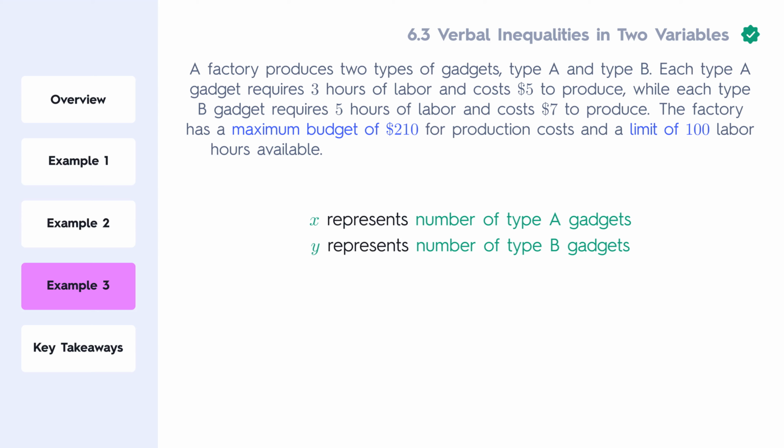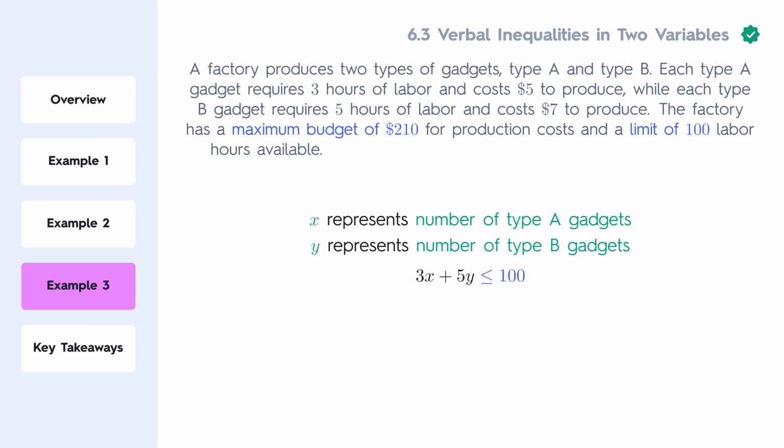Each Type A gadget requires 3 hours of labor, so producing X Type A gadgets will require 3x hours. Similarly, each Type B gadget requires 5 hours, so producing Y Type B gadgets will require 5y hours. Together, the total hours required for both types is 3x plus 5y. Since the factory has a limit of 100 hours available, we can write the following inequality.